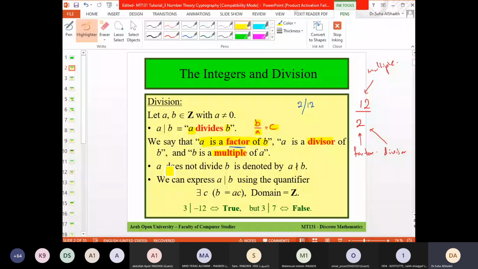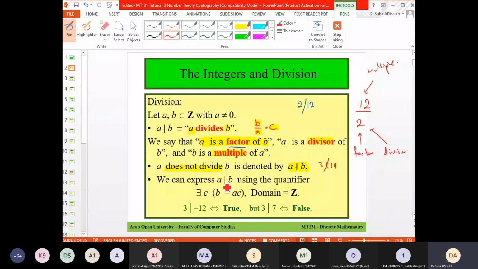A does not divide B. We write it like this when A is not dividing B. Like this example, when I say 3 is not dividing 19, so 3 does not divide 19.